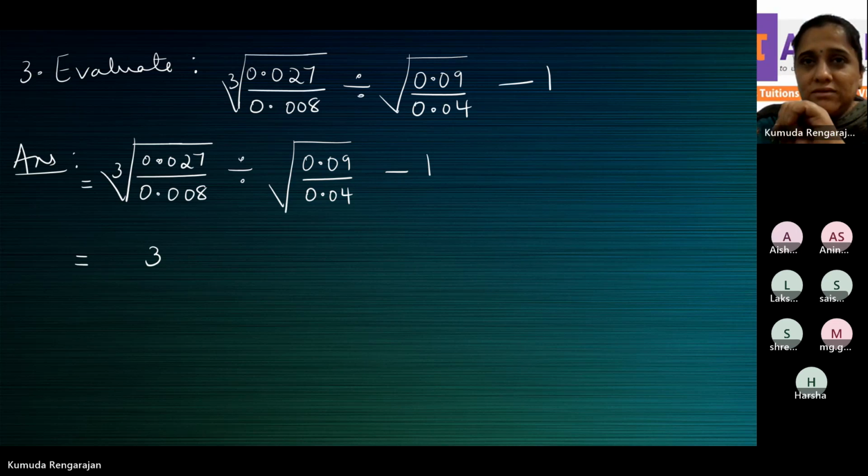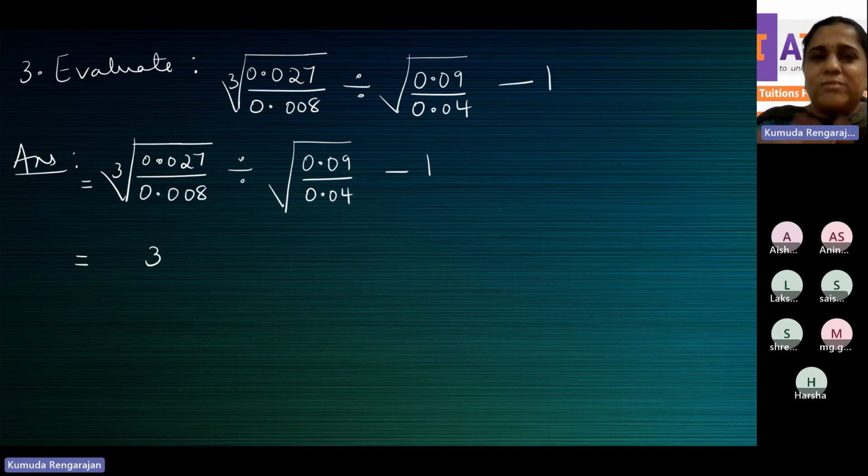0.027. After the decimal point, 3 digits. Its cube root will have 3 by 3. Always divide by 3 when it's cube root. 3 by 3, 1. It'll have only 1 decimal place, that means after the decimal point, there'll be only 1 digit. For square root, you divide by 2. So it will be 0.3 is the result.